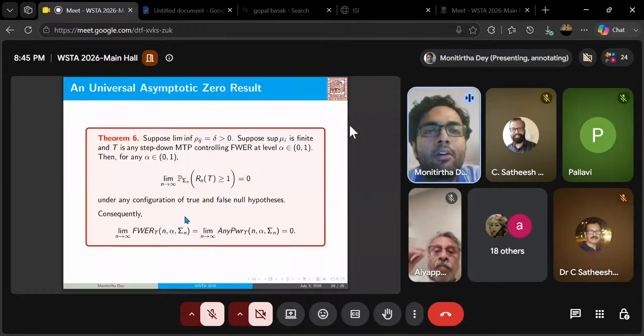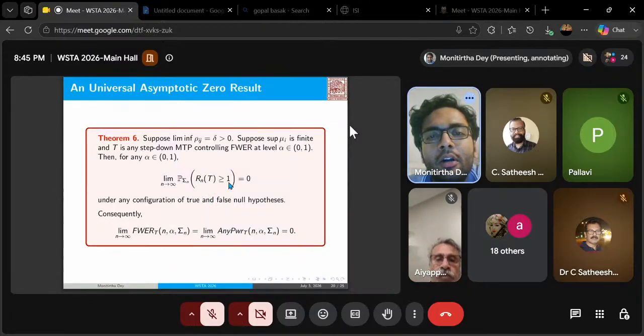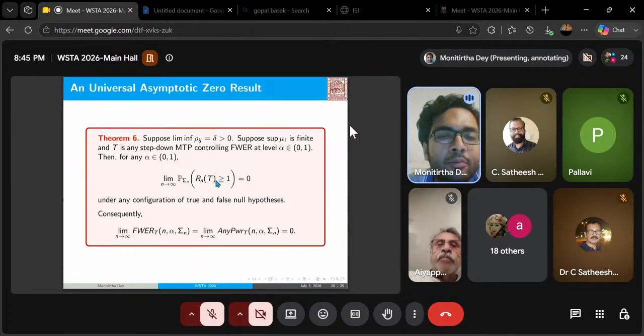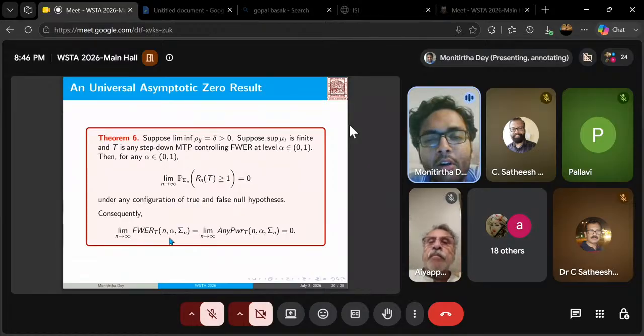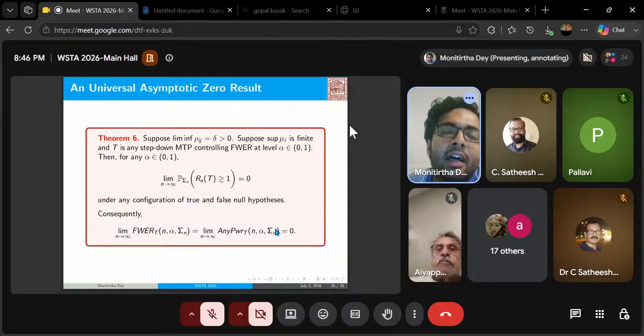Step-down multiple testing procedure. So it says that asymptotically, any step-down multiple testing procedure does not make any rejection at all. So any step-down procedure does not make any false rejection. So the family-wise error rate is 0, and it does not make any true rejection. So its power is also 0. So if we have dependence and if we have a large number of hypotheses, then step-down methods are not going to help us.